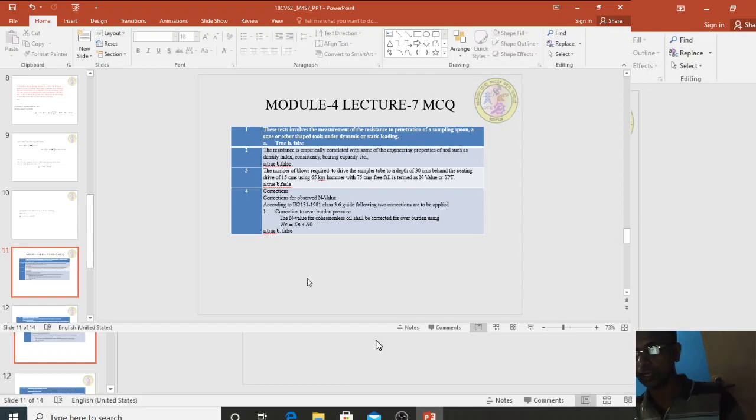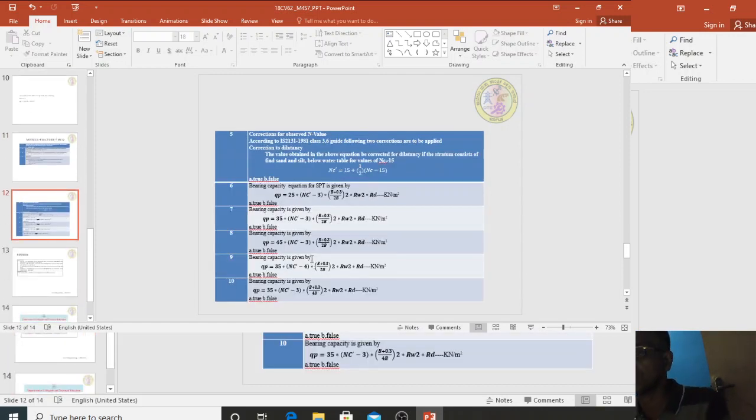Corrections. Correction for observed N value is according to IS 2131-1981 guideline. Two corrections are to be applied: correction for overburden pressure and correction for dilatancy. So that is true. Correction for overburden pressure according to IS guideline is to be applied before correction for dilatancy. Yes, it is true. Bearing capacity equation from SPT test is 35, they have given Nc dash minus 3. So option is B.